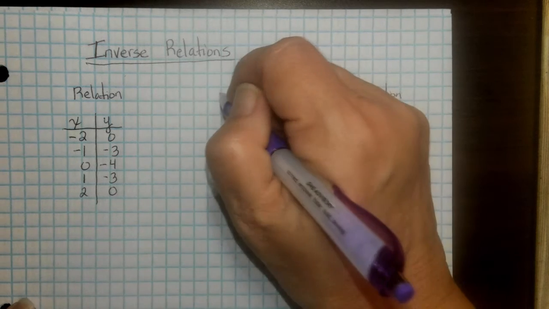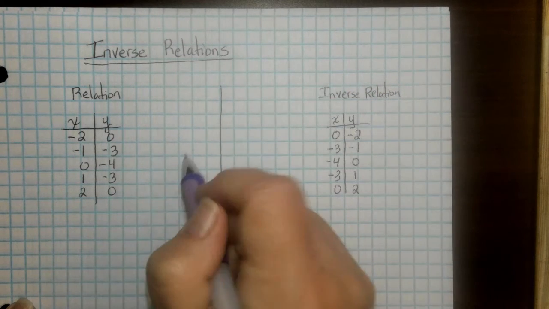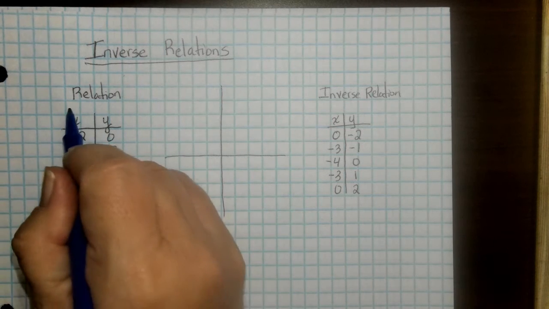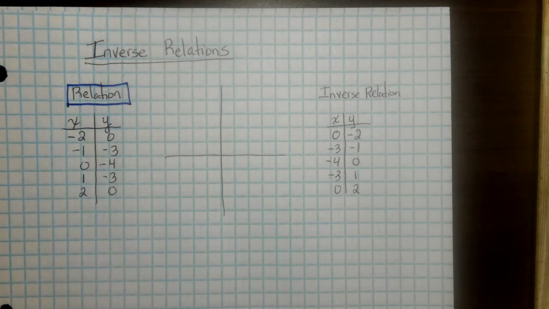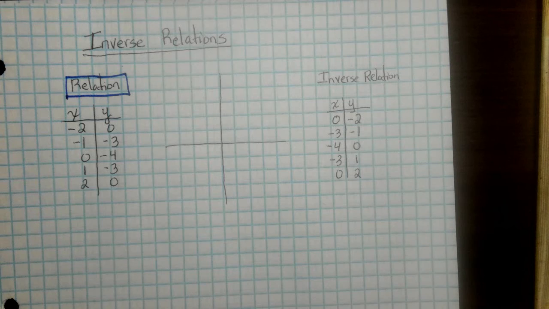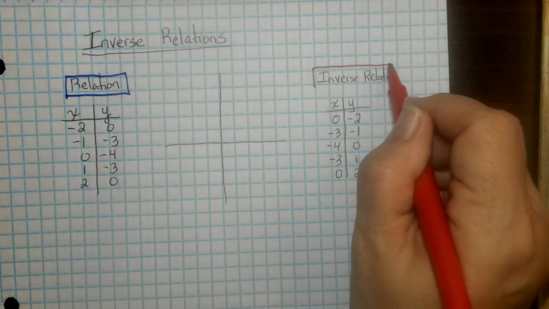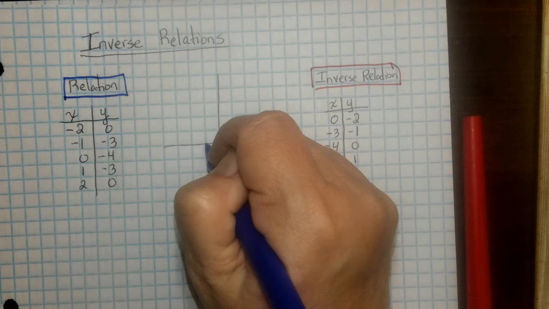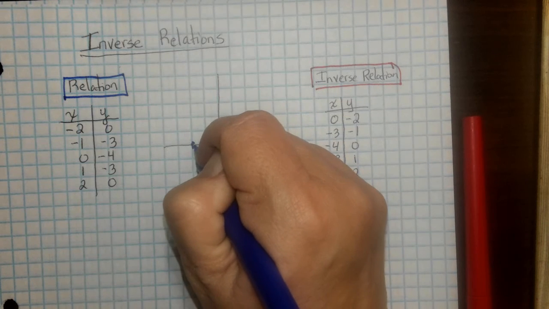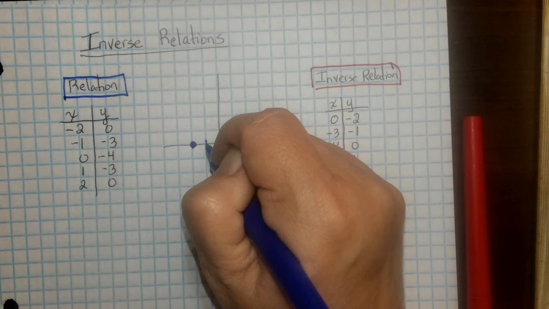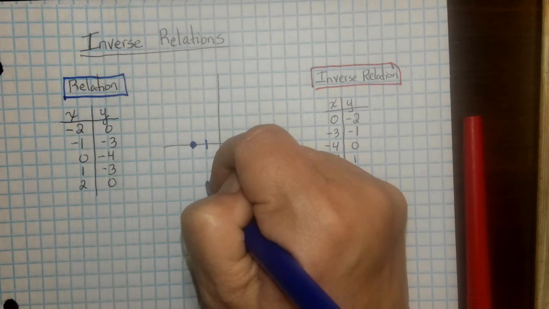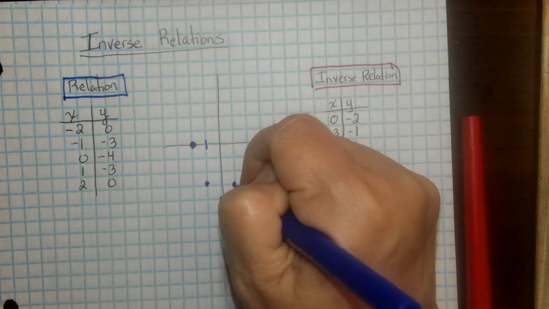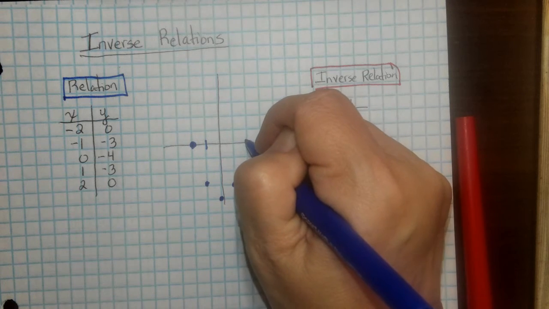Alright, so now let's look at what happens to them graphically. So I'm going to draw a coordinate plane, x, y. I'm going to graph my relation in blue, and then I'm going to graph the inverse relation in red. So if you have a different color for your inverse relation, it might help you see what's going on. So I'm going to plot -2, 0, and I'm going to plot -1 with -3, and I'm going to plot 0 with -4, and 1 with -3, and then 2 with 0.